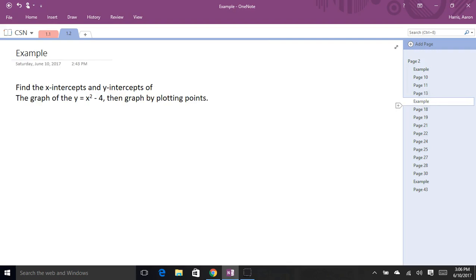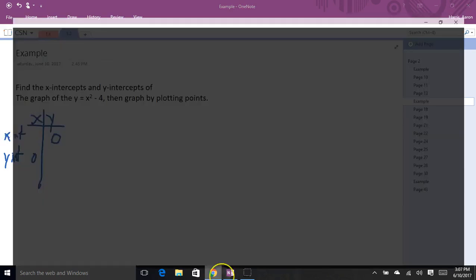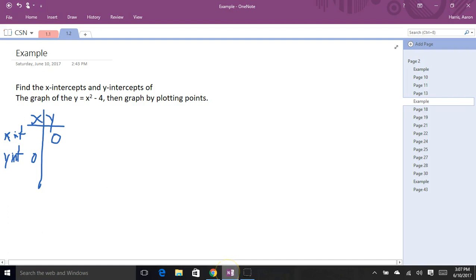So for example, right here, you've got y equals x squared minus 4. So to find your x-intercept, we're going to let y be 0. To find our y-intercept, we're going to let x be 0. Okay, so let's first find our x-intercept by letting y be 0.